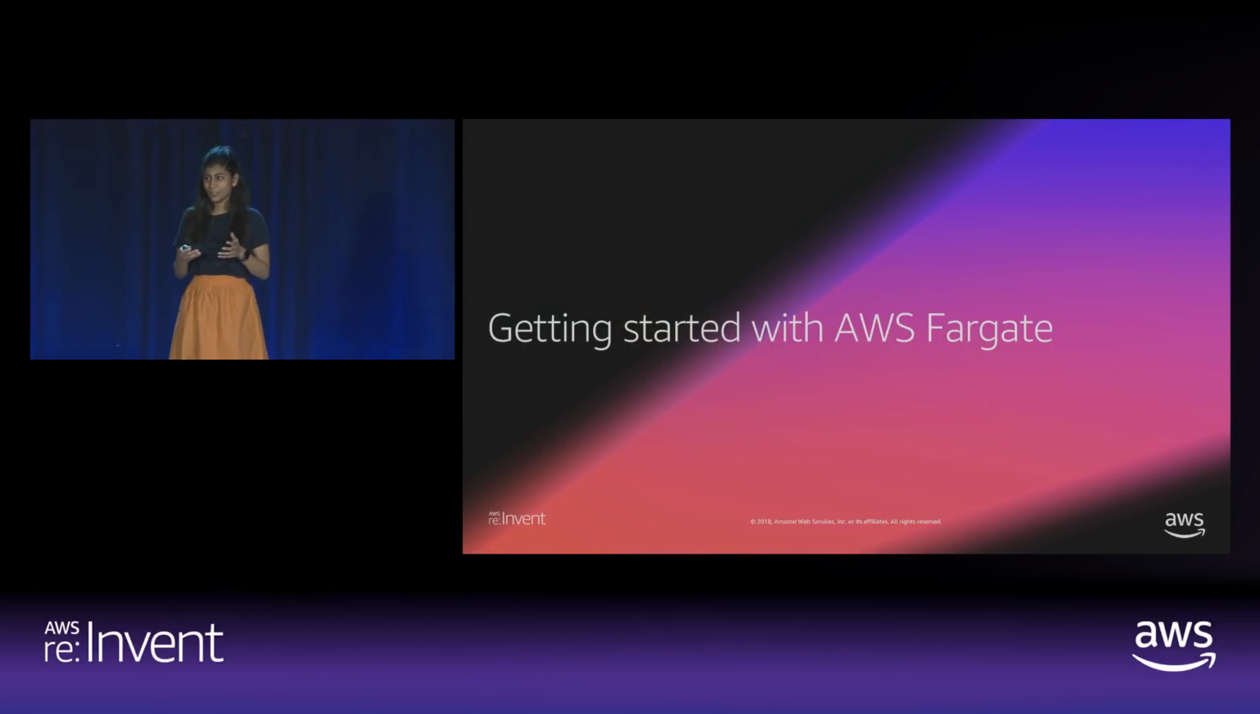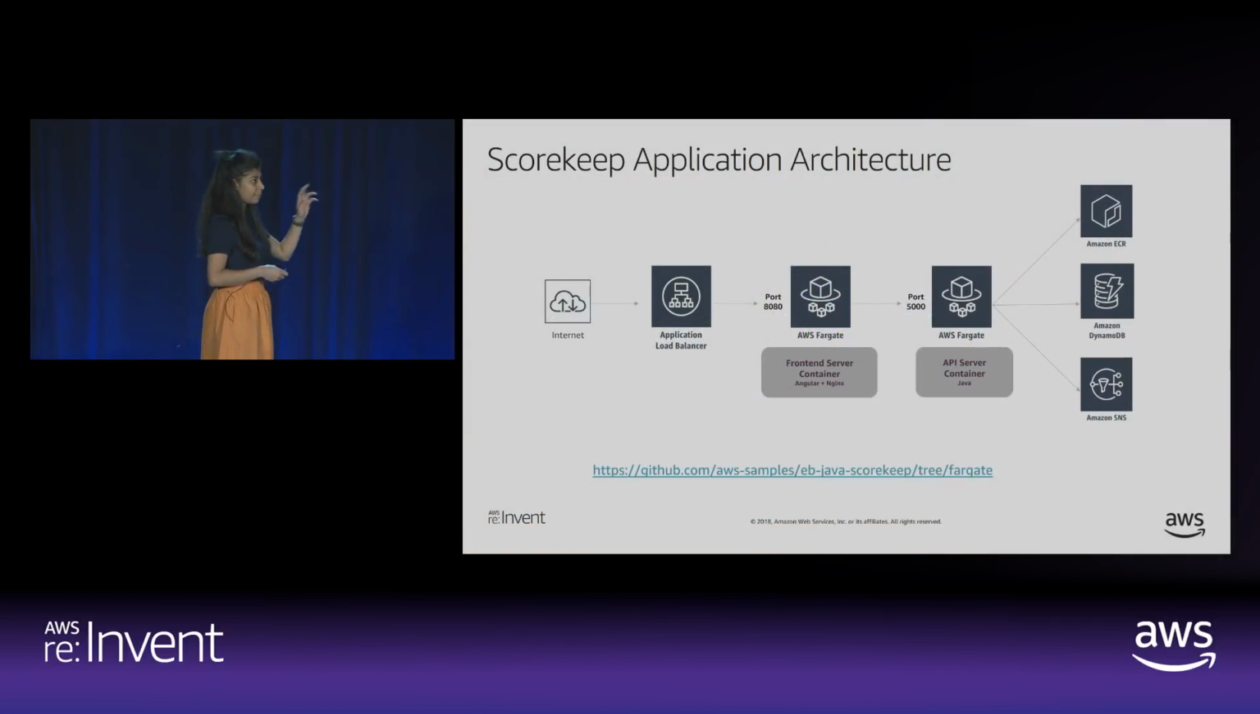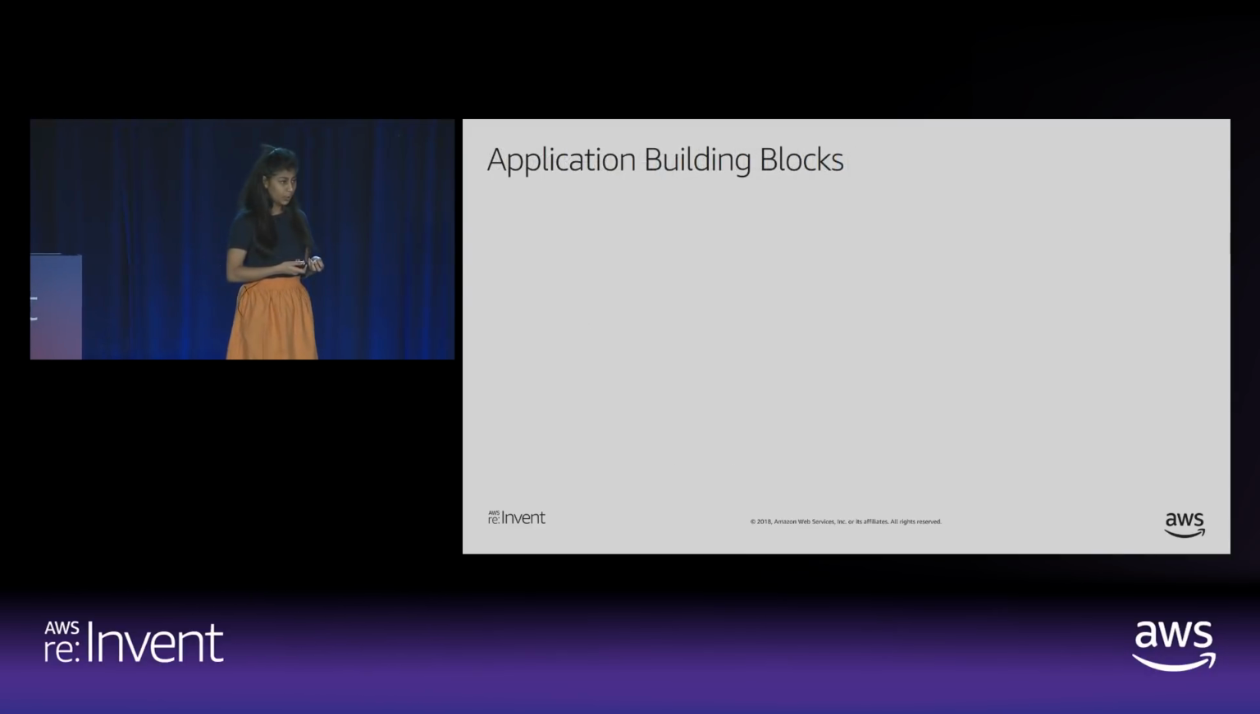OK, so no-brainer right now. I'm going to use my scorekeep application built on Fargate. So let's get started. I have my front end and back end. I containerize them, move them on Fargate. I add a load balancer to it so that it can route all the traffic from the internet to the front-end container. OK, so to complete my setup, I need to think about 4 core building blocks.